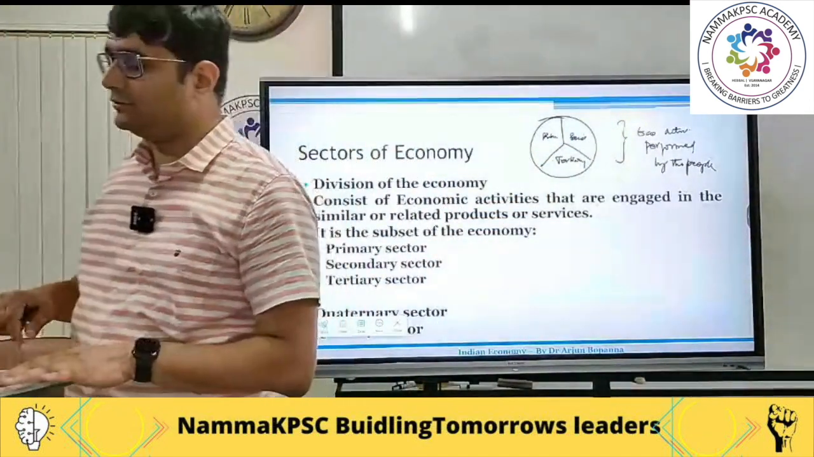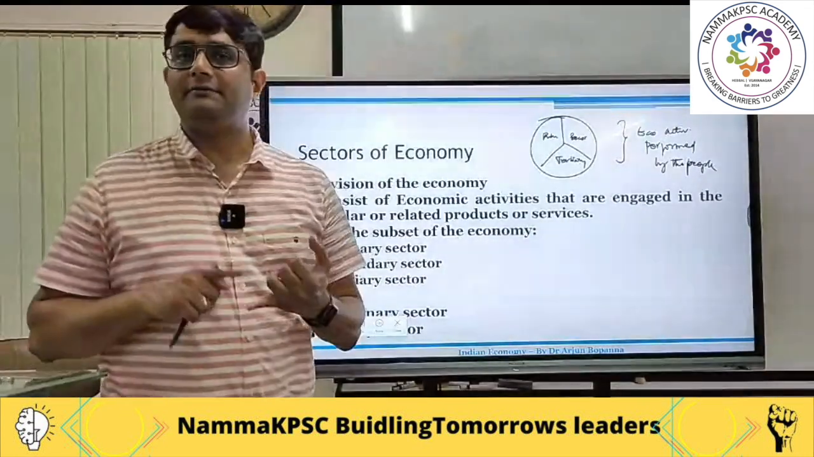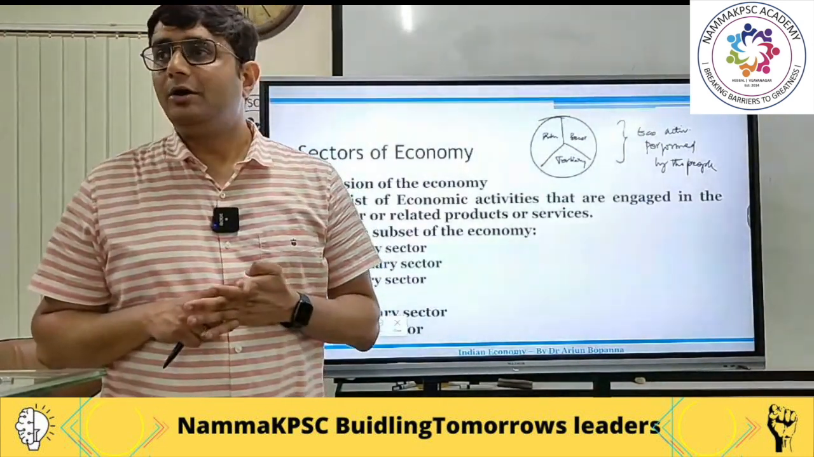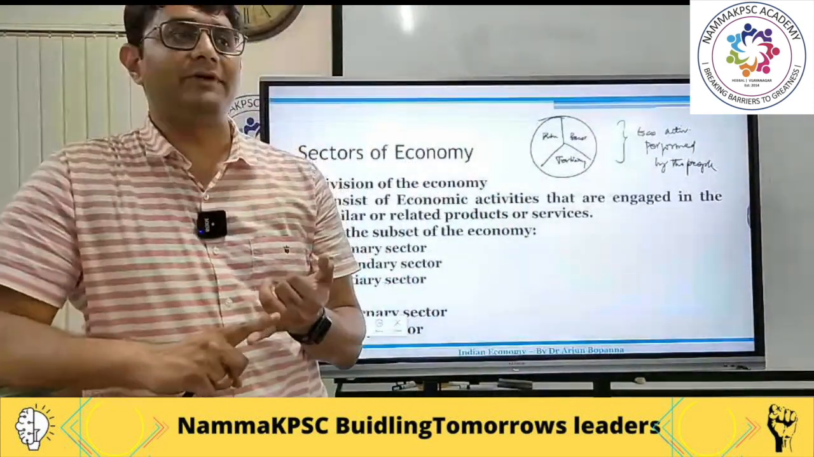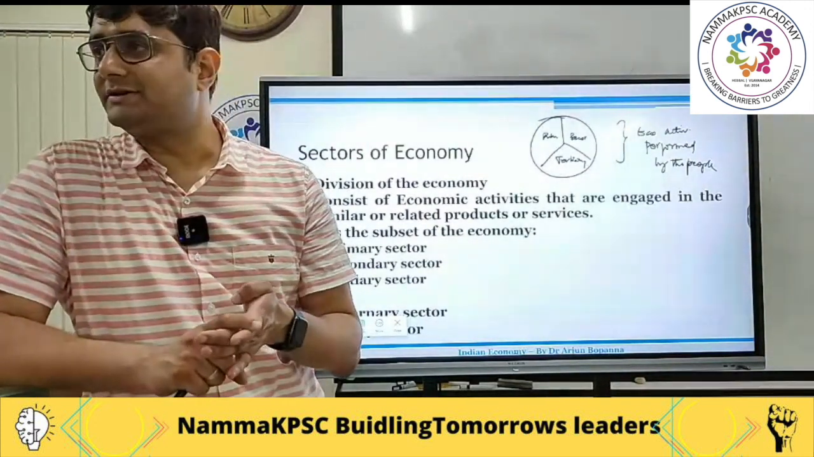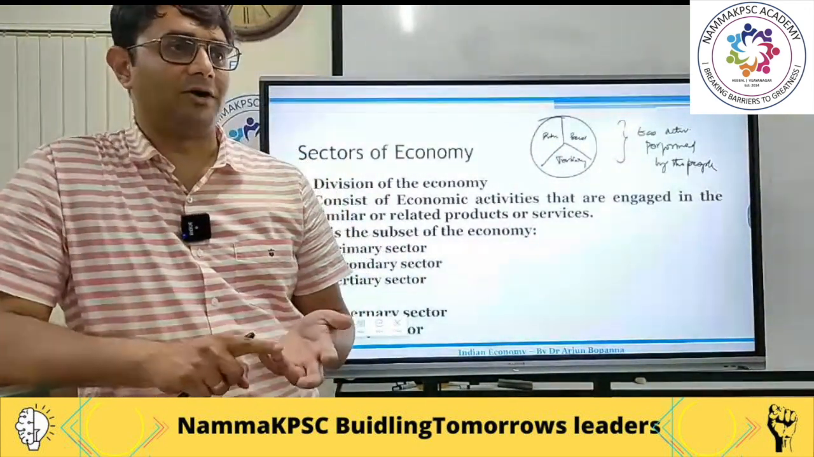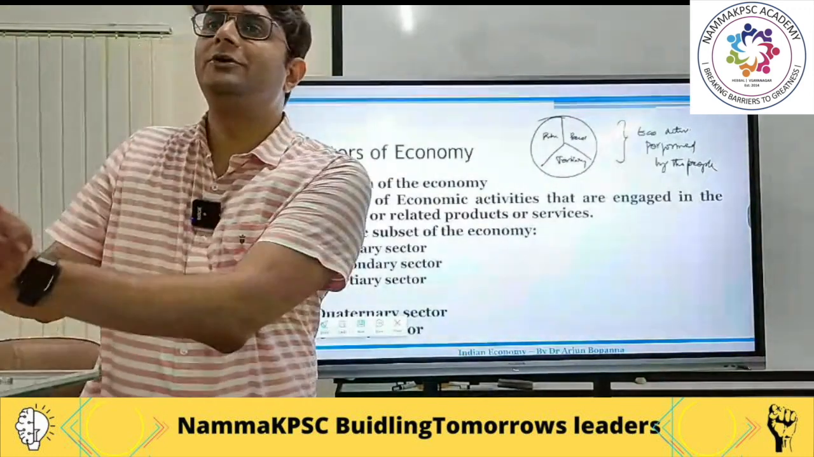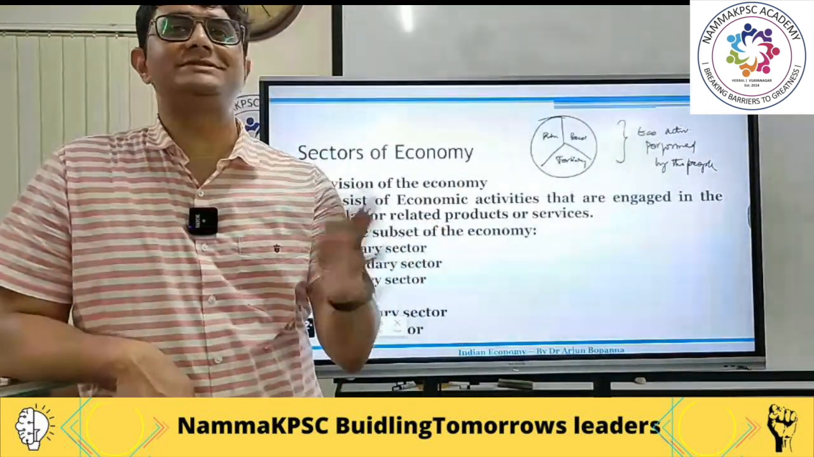Now, let me explain in much simpler words. Activities like farming, mining, animal husbandry, fishing are similar activities, so they are grouped into one. Industries, car manufacturers, mobile manufacturers, television manufacturers, toothpaste manufacturers, they are grouped into another category. Teachers, lawyers, doctors, banking sector, financial sectors, are grouped into another category. Why? Because they perform almost similar activities.